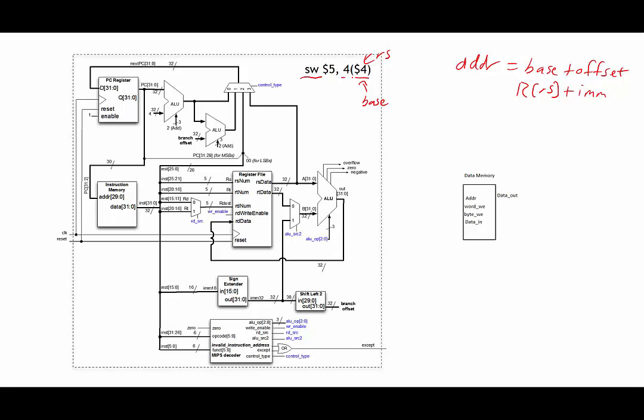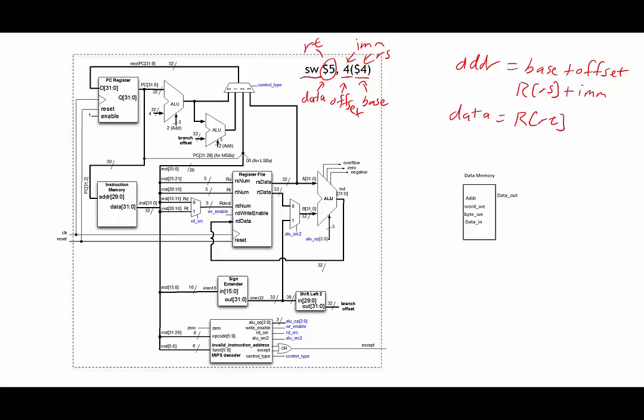So here we have our immediate. This is our offset. And our immediate. And we're going to use those two to calculate where we're going to store the data, which is stored in RT. So this is our data. And our data is equal to R of RT.